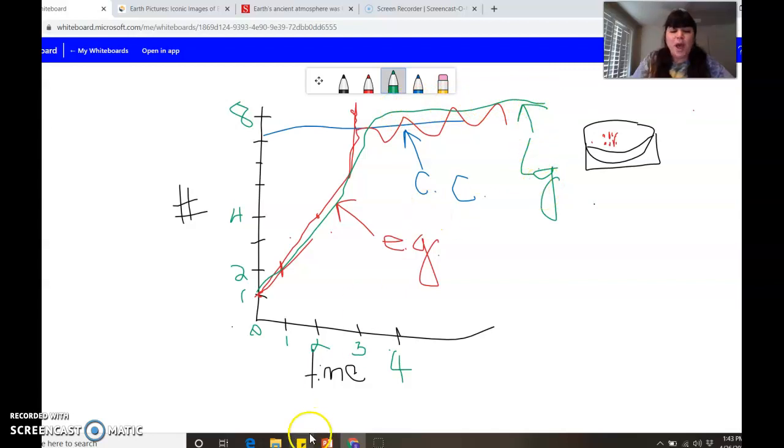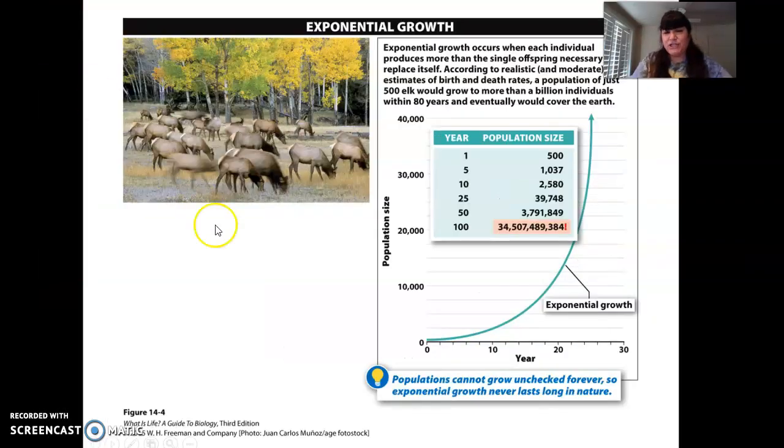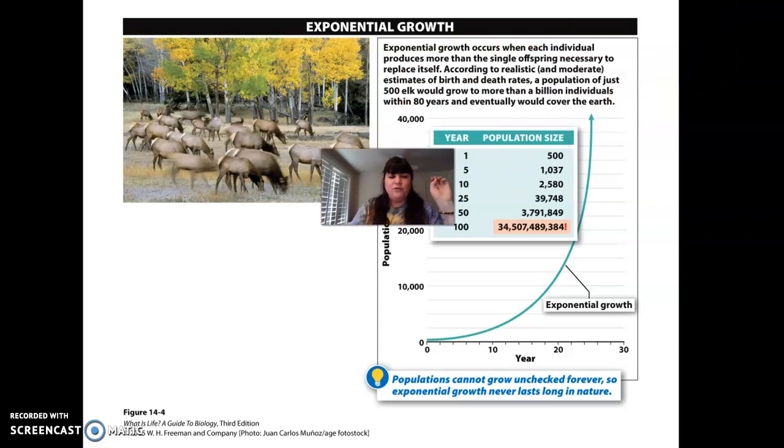All right, so I'm going to go back to my presentation. So, exponential growth. And again, in the news, they've been talking about exponential growth a lot. That's really interesting. Imagine these elk, and they're growing. It says exponential growth. Let me move myself over here.